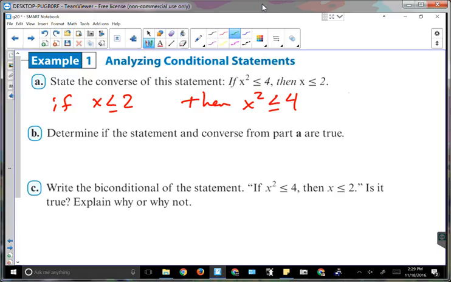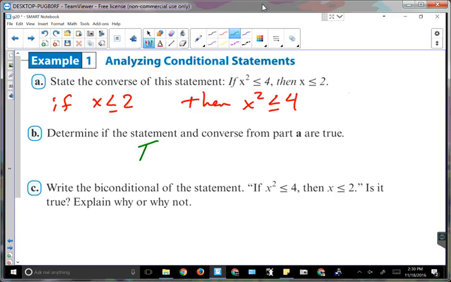So I look at the original statement. If x squared is less than or equal to 4, then x must have been less than or equal to 2. So if I choose a value that when I square it is less than 4, I had to have chosen a value that was less than 2. So, you've got truth. What about the other way around?